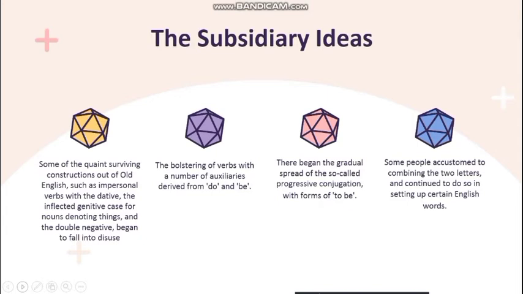The second is the bolstering of verbs with a number of auxiliaries derived from do and be. The third, there began the gradual spread of the so-called progressive conjugation with form of to be. And the next is some people accustomed to combining the 2 letters continue to do so in setting up certain English words.